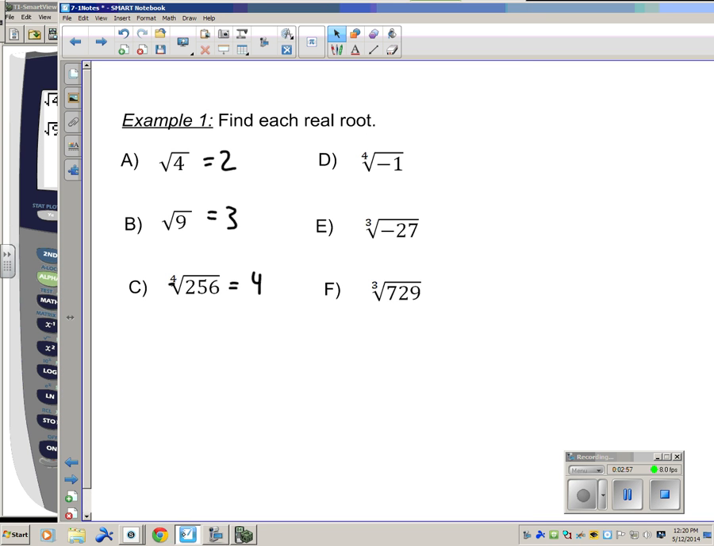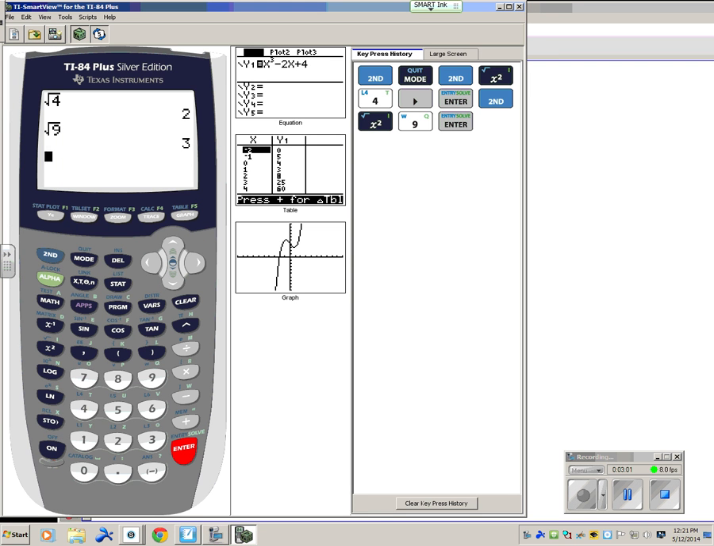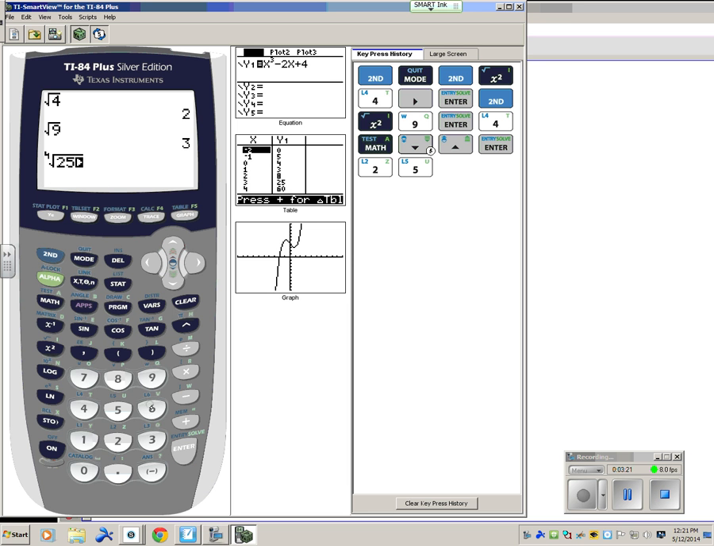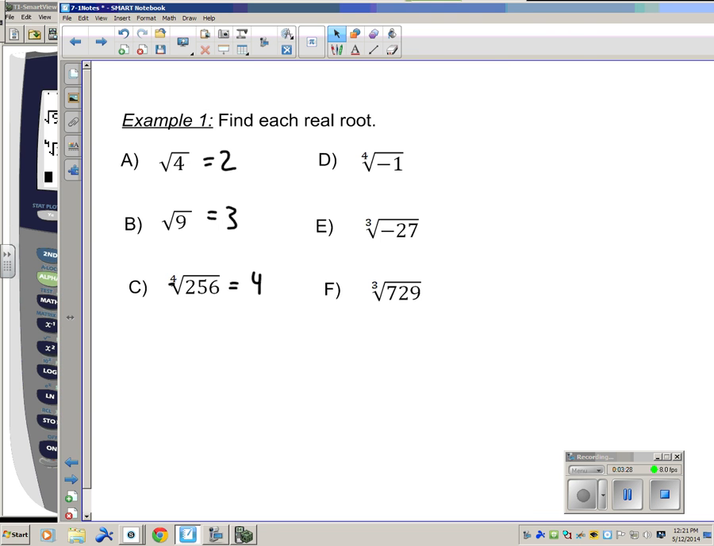Our other one is the fourth root of 256. Let's try that one. To get the fourth root, you have to punch in 4 first, and then go to your math key and go down to number 5. It says the x root. You can either hit 5 now, or go down to number 5 and hit enter. Then you put in 256, hit enter, and I get 4. So the fourth root of 256 is 4.